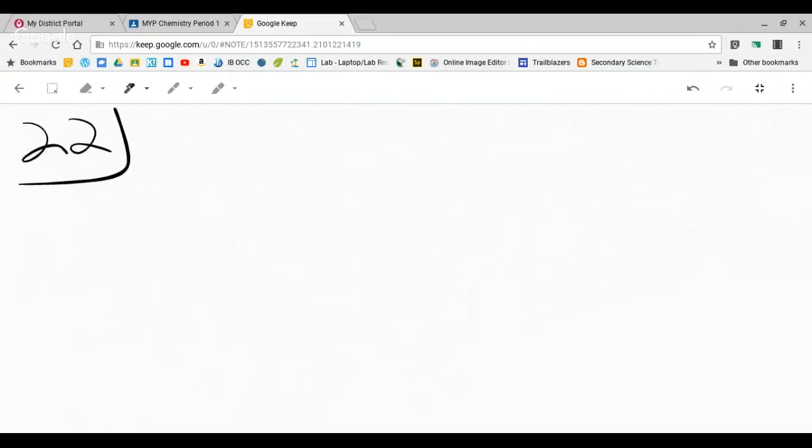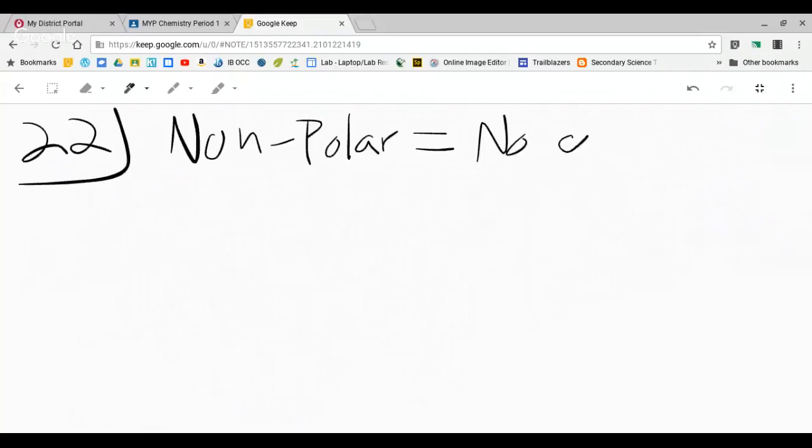All right, which of the following has no dipole? This is a weird question, kind of a tough one. You basically have to figure out which one is non-polar. That's what they're saying. If it's non-polar, it means it has no dipole. So you are looking for the molecule that's non-polar.